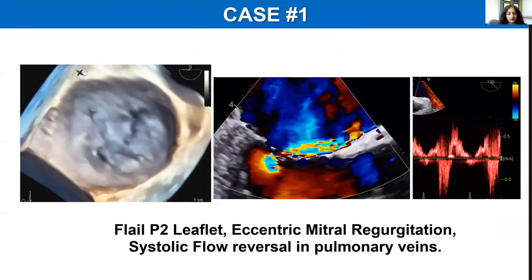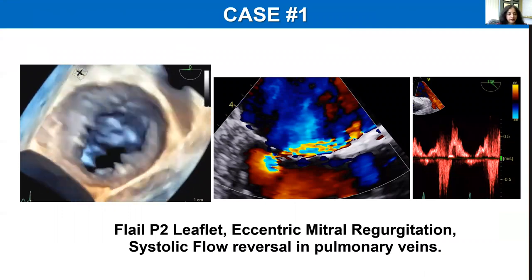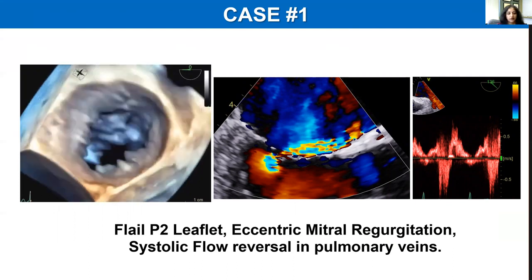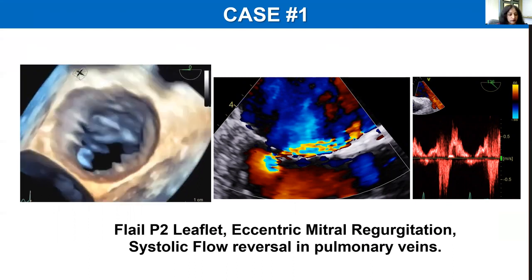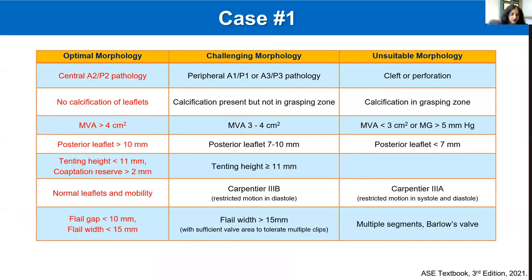And so case 1 you see here, live 3D view from the left atrial side of the mitral valve, a very small P2 flail with a very small ruptured cord, an eccentric jet, and clear systolic flow reversal in the pulmonary veins. For flails, I measure their leaflet suitability for clip using the original Everest criteria: coaptation depth, coaptation length, a flail gap, and the flail width. The flail width can either be done in a 3D view or it can be done in a transgastric view. And for this particular patient, they have all the classic features of optimal morphology. And so the decision to proceed with MitraClip is very easy.